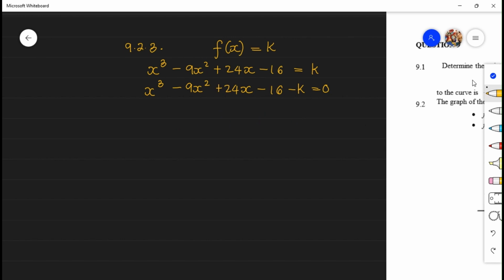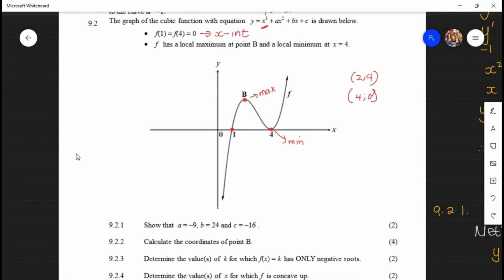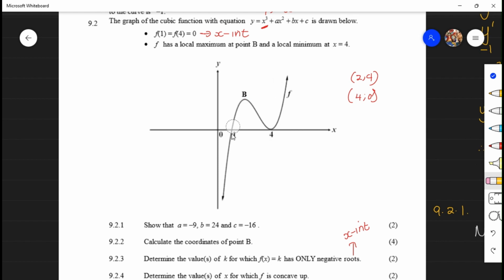So now that we've simplified the equation f of x equals k, let us go back and see what the question wanted. Question 9.2.3, determine the values of k for which f of x equals k has only negative roots. When they refer to roots, think of x-intercepts. So we need to find out where this function will cut the x-axis in the negative area. As you can see right now, it's got positive roots only. It's only cutting the x-axis in the positive area. We need our function to cut the x-axis in the negative area, to have negative roots only.